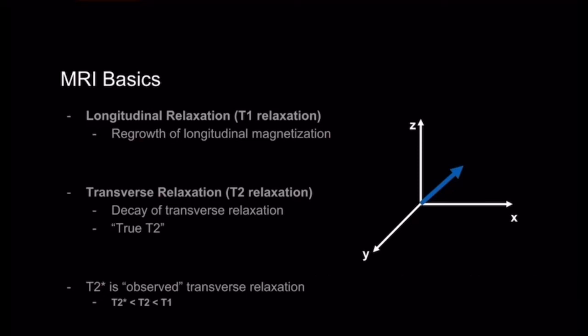Local field inhomogeneity can be caused by things like metal, calcium, hemosiderin, all things that affect the magnetic field that hydrogen nuclei around these things experience. As a result, things around the metal, for example, will lose T2 signal very quickly and show up as very dark on these images. T2 star is always going to be shorter than true T2 because T2 star is just the T2 effect plus the effect of the magnetic field inhomogeneities.